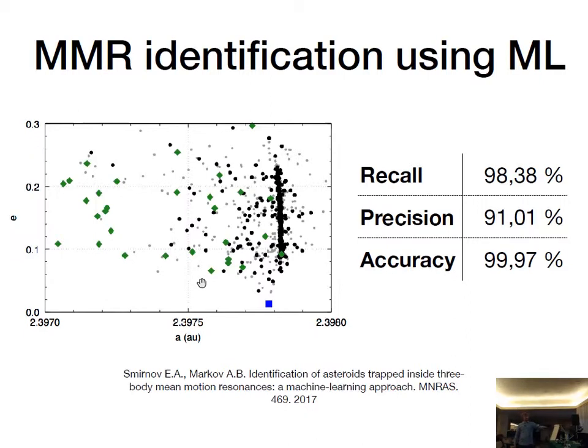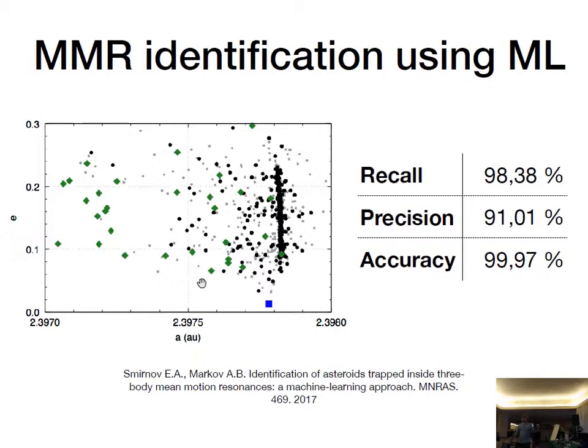And accuracy. On each asteroid we have made a decision, true or false, resonant or non-resonant. Accuracy shows us how many times we made a wrong decision. So accuracy is really cool. It means that you can apply this method easily to the identification of the asteroids using supervised learning and get the results in seconds instead of months of calculations.